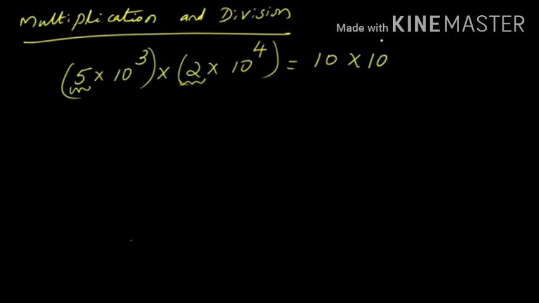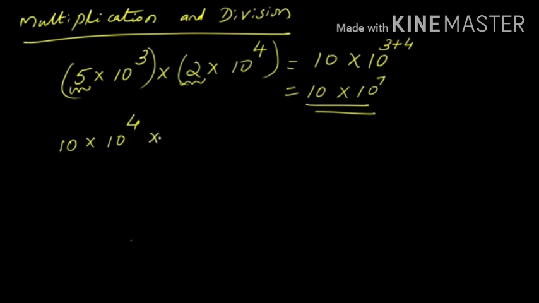For that, we just need to multiply the digits, that capital N over here. That is 5 into 2. So 5 into 2 is 10. Then you have to write into 10 to the power of. For the exponent, you take the 3 and 4. So you just need to add them. So 3 plus 4 will give you 7. So 5 into 10 raised to 3 into 2 into 10 raised to 4 will give you 10 into 10 raised to 7. So if the calculation is multiplication, you just need to multiply the digits and you have to add the exponents.